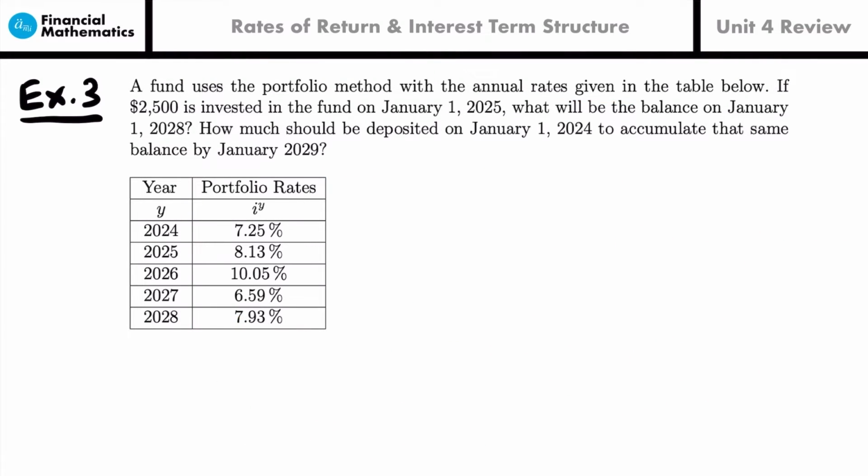For our third review problem, we have: a fund uses the portfolio method with the annual rates given in the table below. If $2,500 is invested in the fund on January 1st, 2025, what will be the balance on January 1st, 2028? How much should be deposited on January 1st, 2024 to accumulate that same balance by January 1st, 2029?